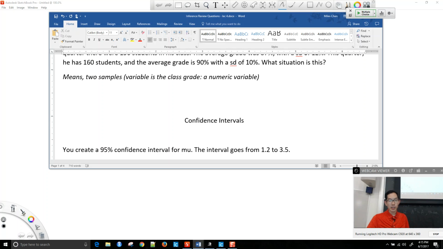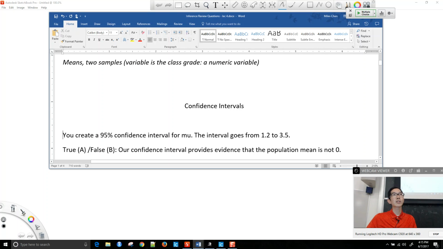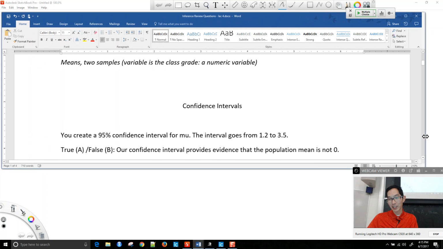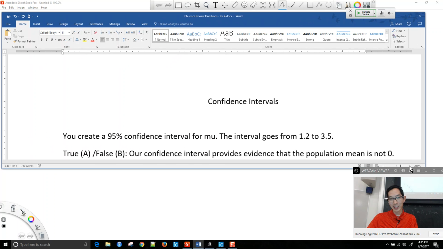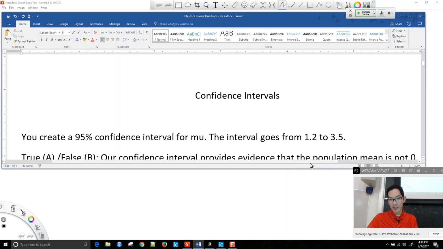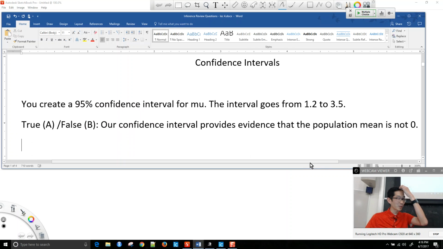All right, so first of all, say you create a 95% confidence interval for mu. The interval goes from 1.2 to 3.5. Are you guys able to read this? Is it okay? No? It's not. I don't know how to make it brighter, that is beyond my capabilities. But I can increase the zoom on my computer screen. Is that better? A little bit? Yeah. Okay.